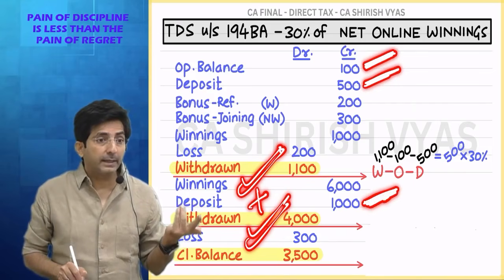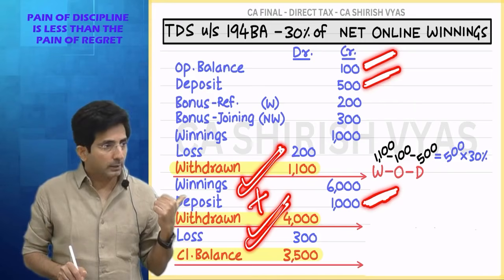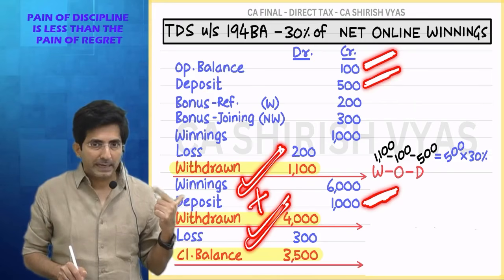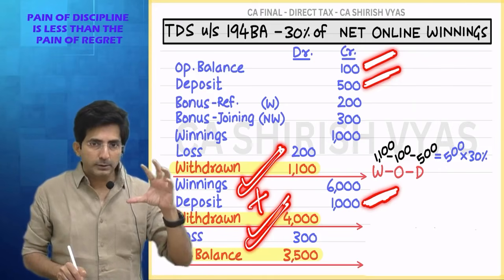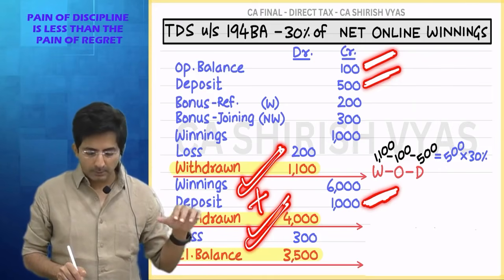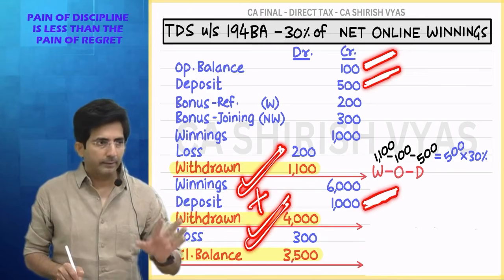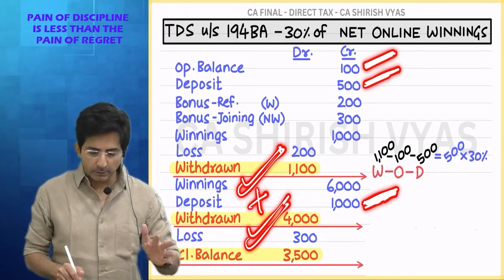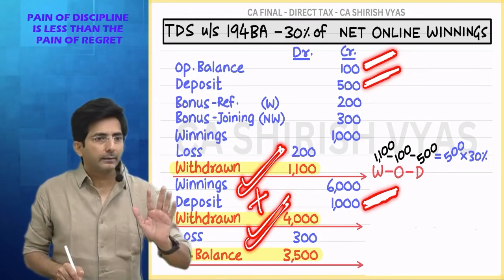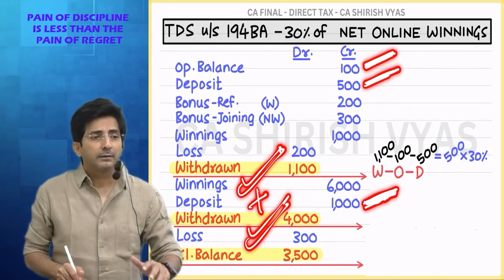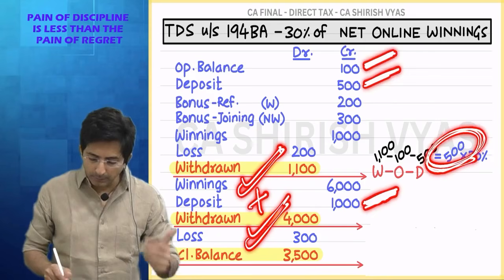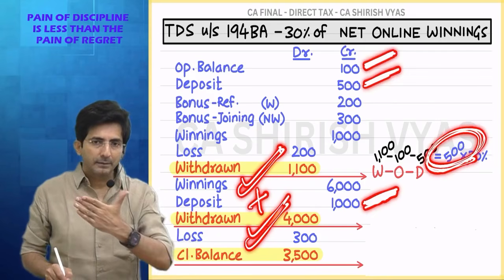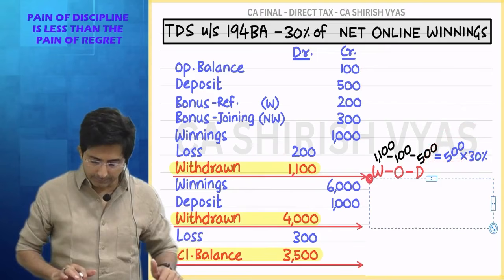WOD. What is D? Deposits. So there are further deposits of 1000, so that we missed. Now tell me, 5100 is the total withdrawn amount, minus opening balance 100, and then minus deposits 1500. It comes to 3500. And then something which has already been subject to TDS is adjusted. So on 3000 TDS will come now.